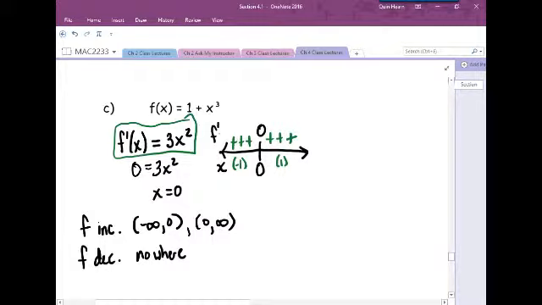Where do we have local extrema is the next question. So local extrema will only occur when a function changes from increasing to decreasing, where the derivative, in other words, changes from positive to negative or negative to positive, which doesn't happen. So there are no local extrema.